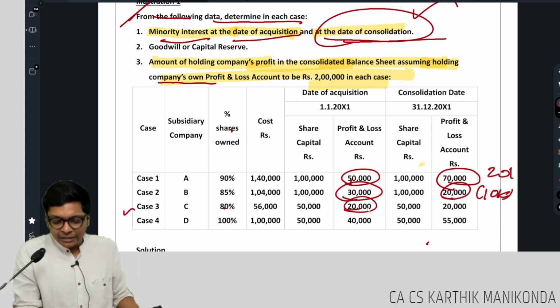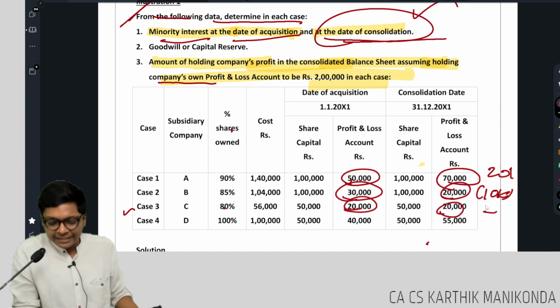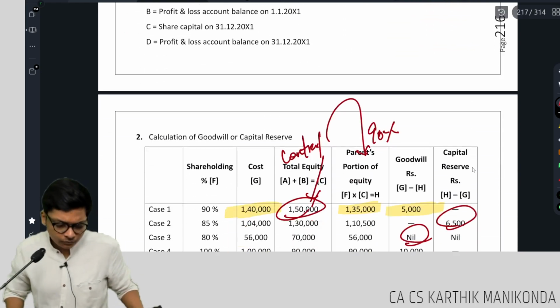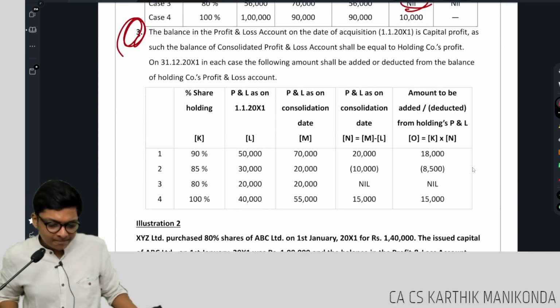When I acquired, it was 20. Now it is 20. So nothing. When I acquired, it was 40. Now it became 55. So what is the post? 15,000. Come down. In case 3, where is that?